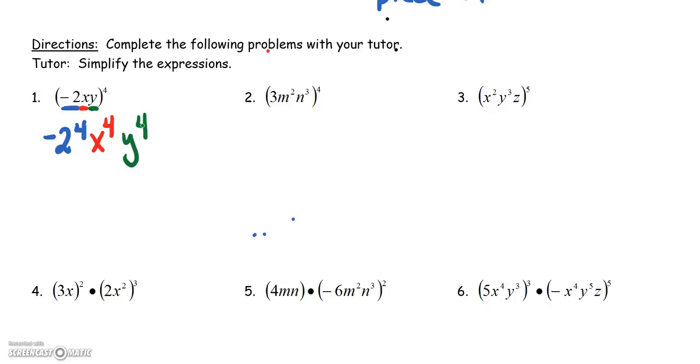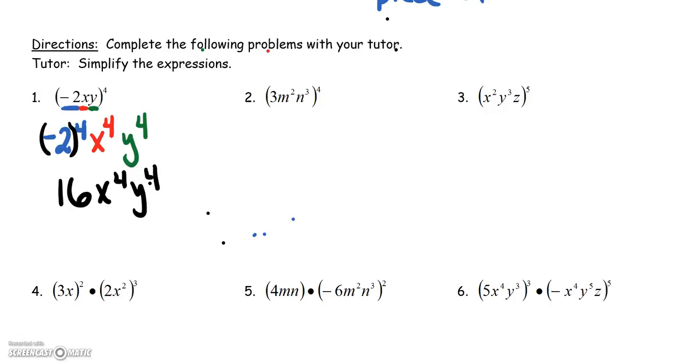The result should be simplified as best it can. In this case, negative 2 to the fourth power. We can actually do that math. If you're going to type this in your calculator, please remember to put parentheses around the negative 2 so that you end up with the correct answer of positive 16. We still have x to the fourth, and we still have y to the fourth.